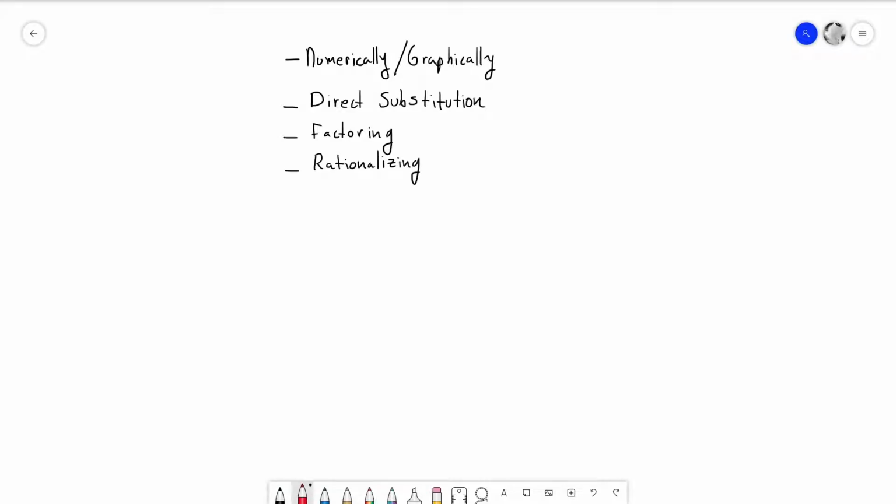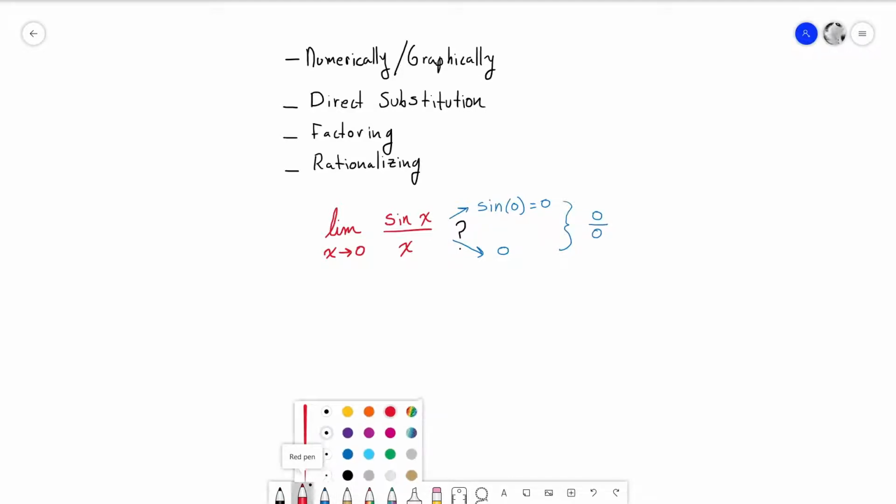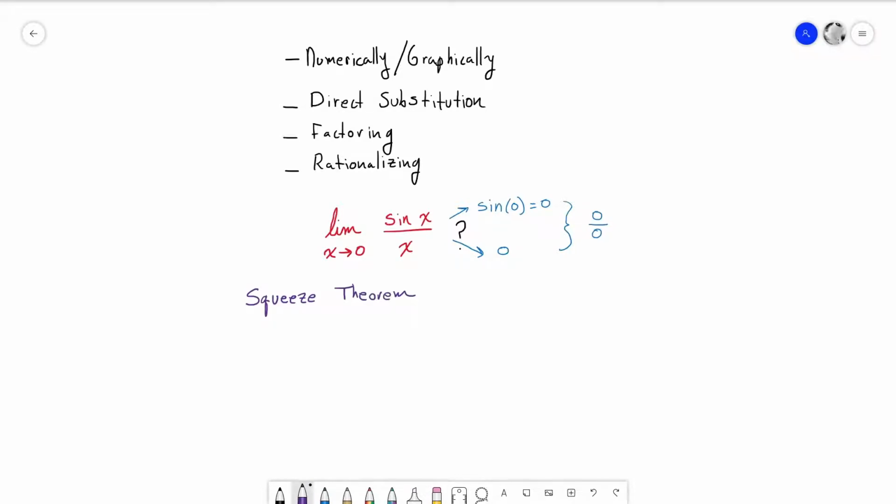But you're going to come across certain limits, like the one I'm showing now, where you can't really do any of those approaches. You can probably do a numerical or a graphical approach, but we want to know what's the exact answer. If I try direct substitution, in the numerator I get 0, denominator I get 0, so I end up with an indeterminate form. And when it comes to trig functions, it's not too clear if we can factor anything out. So for now, we have to rely on something called the squeeze theorem.